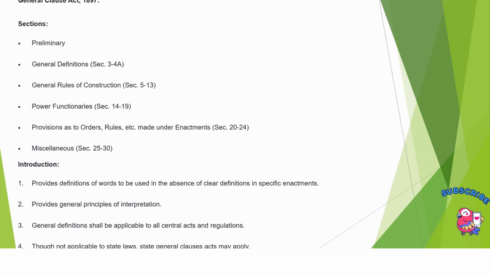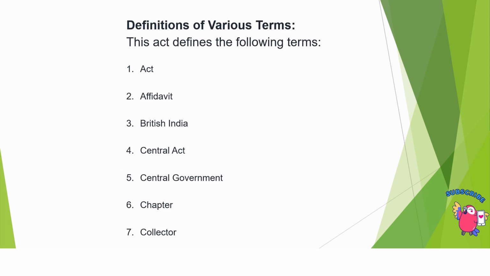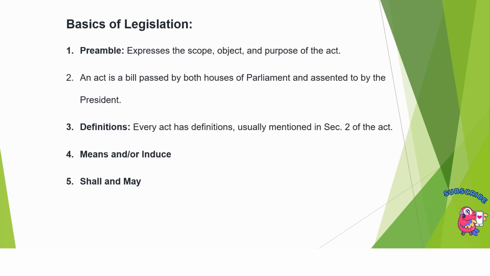General Clauses Act 1897. Sections: preliminary, general definitions, general rules of construction, powers and functionaries, provisions as to orders, rules, etc. Miscellaneous, 25 to 30. You may check it out. Objects are mentioned here. Applications are also mentioned here. Definitions of various terms. This act defines the following terms: Act, Affidavit, British India, Central Act, Central Government, Chapter, Collector.